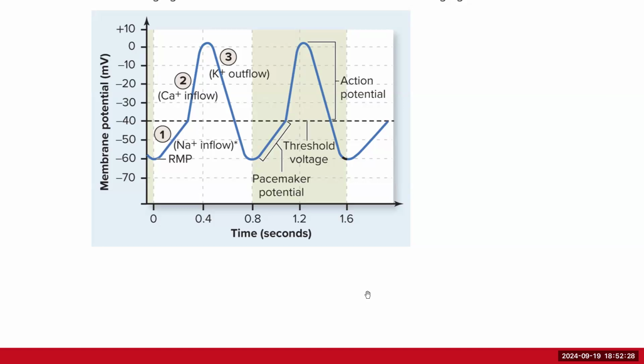Happens almost instantaneously. We get around that 0 charge there, causes this channel to close, causes the potassium channels to open, and then potassium leaves the cell, and then we start to repolarize the cell. Once we get to -60 again, it repeats itself. Nothing's telling it to do this. It just does it. Yes, ma'am.